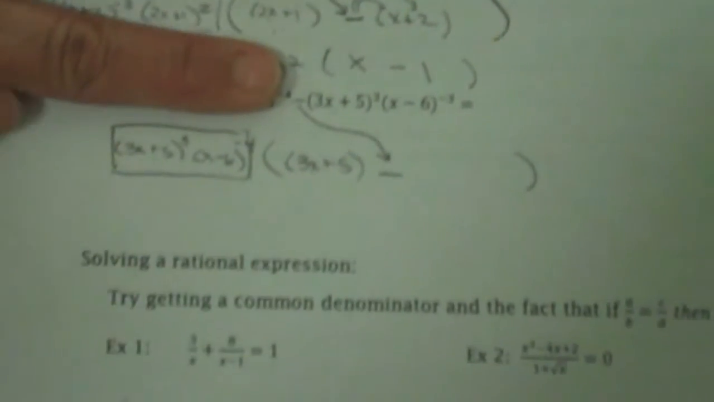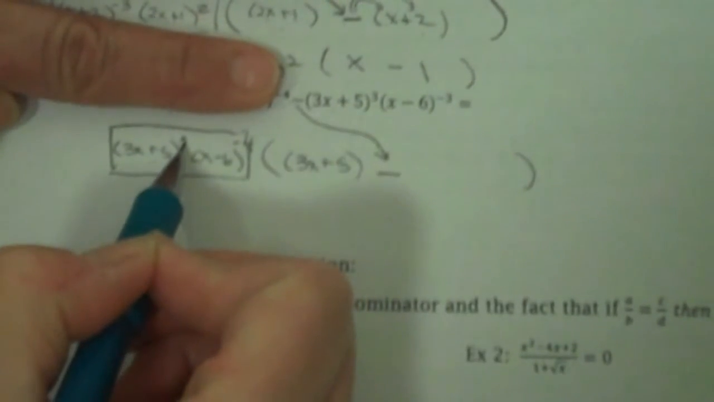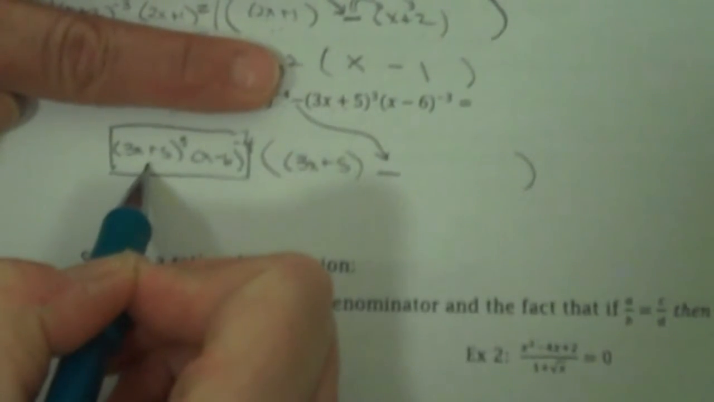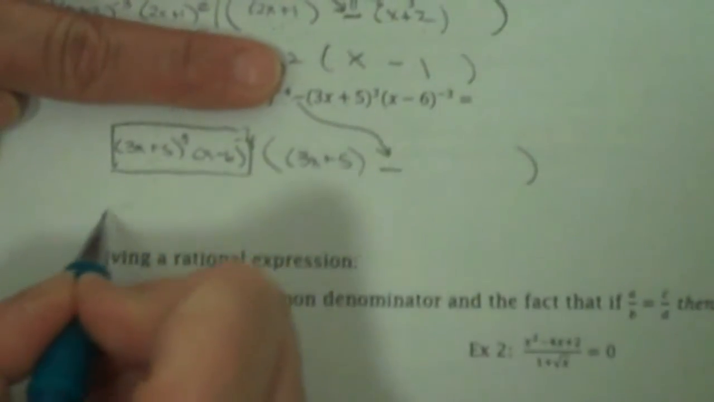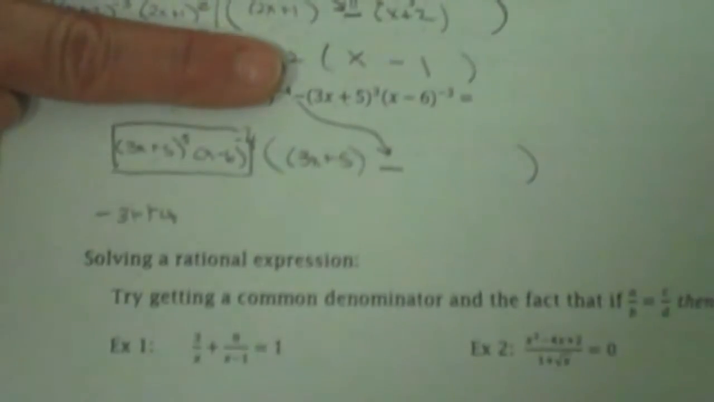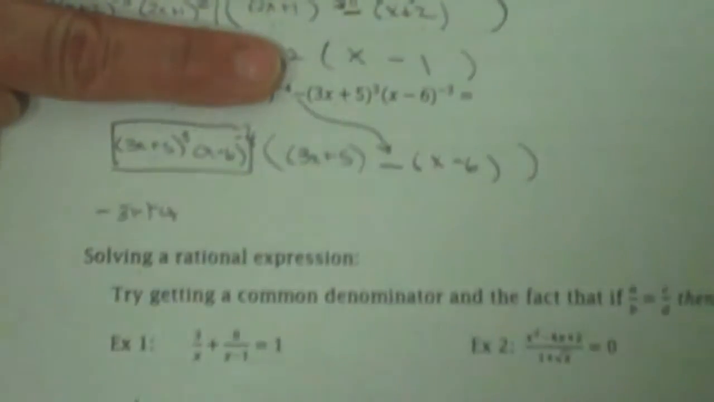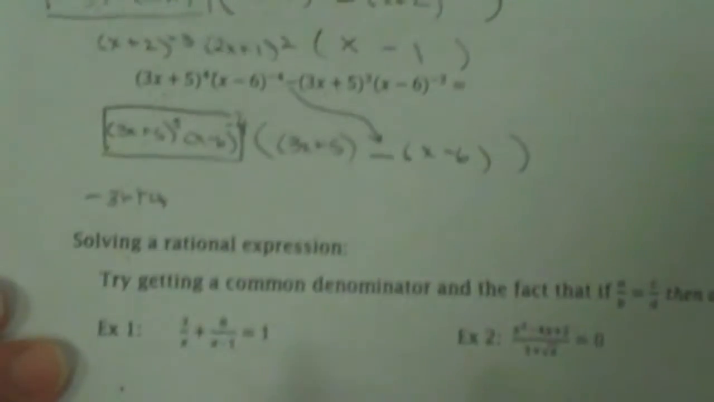Then I move on to the second one. Dividing, I subtract 3 minus 3 and realize there are no 3x plus 5 factors left. Negative 3 minus negative 4 is 1. So I have x minus 6 to the first left here. Then I go to simplify.